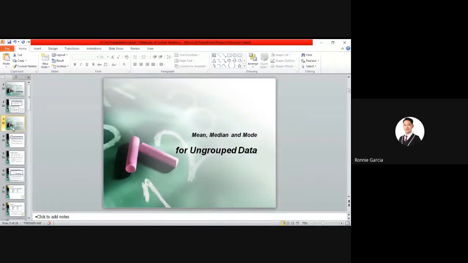So to discuss the three measurements, we will start with the first set, the ungrouped data. When we talk about ungrouped data, these are the data values that are given one by one. Kanang makita ganin nimo ang values gihatag jud siya. So in a problem, you can easily identify if that is for the ungrouped data kay gihatag man siya tagsa-tagsa, makita nimo ang individual values.